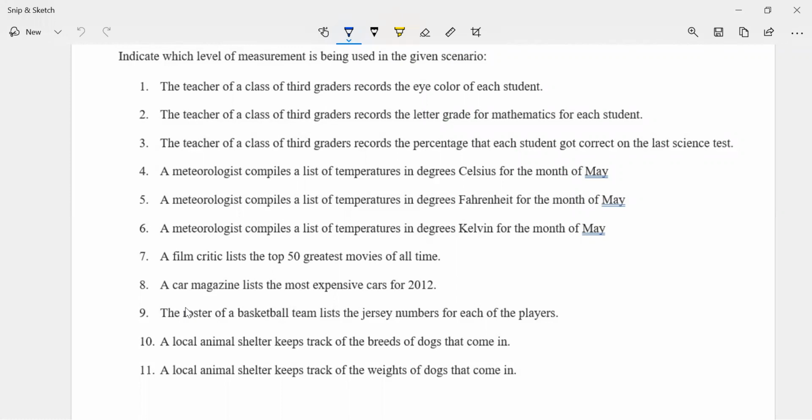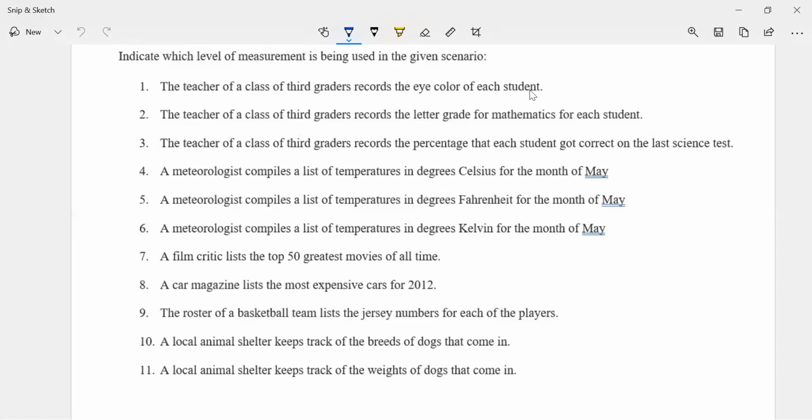So indicate which level of measurement is being used in the given scenario. Like in my case, I'm going to support it. If I do it as a multiple choice, I could just say, is this nominal, ordinal, interval, or ratio? If I give it as choices, I'm just checking, did you understand what I mean? If I leave it blank, then I expect you to back it up.